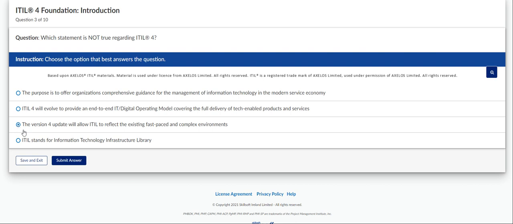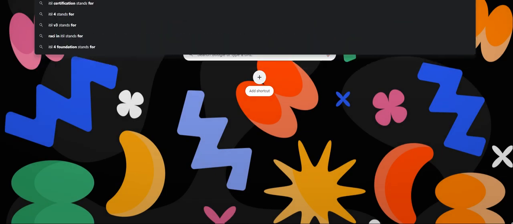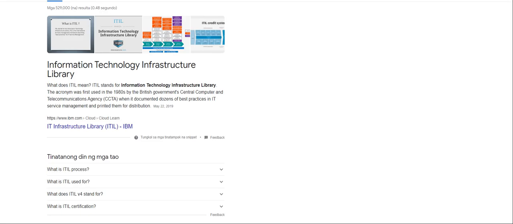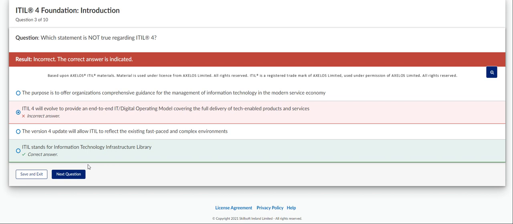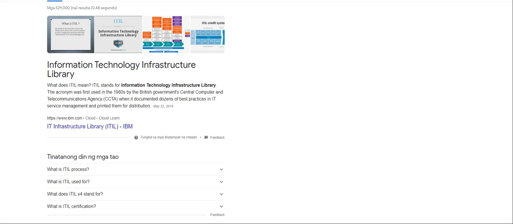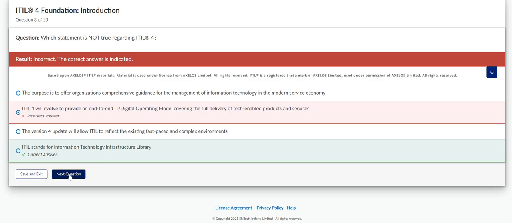What does ITIL stand for? ITIL stands for, hold on here, Information Technology Infrastructure Library. That's right. The version 4 update, ITIL 4 will evolve to provide an end-to-end digital operating model covering the full delivery. I think it's this one. Let's see. ITIL stands for Information Technology Infrastructure Library. That's fine.